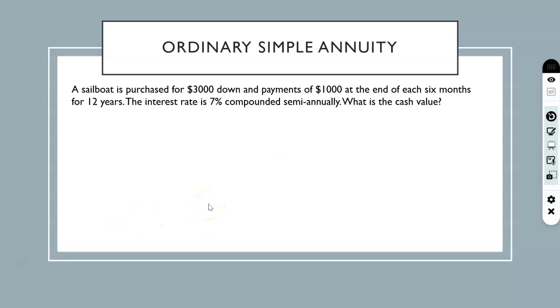Using this data, you substitute in the formula to calculate the present value, or you can also use the financial calculator to calculate the present value. Once you calculate the present value, the $3,000 down payment should be added to it, and that is the total cash value of the sailboat. So first try on your own, and then check your answer with this one.